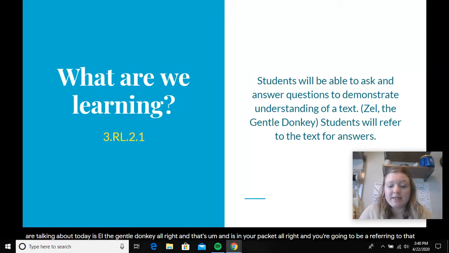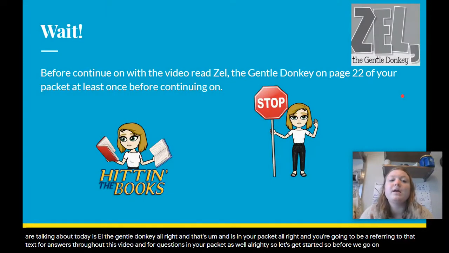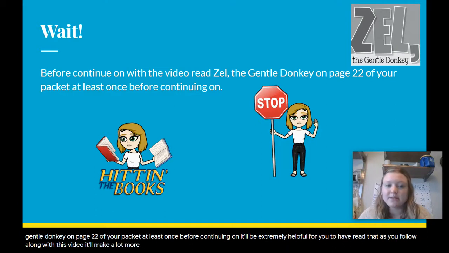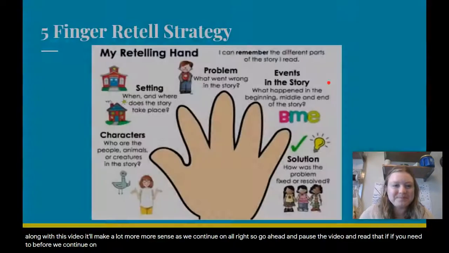So let's get started. Before we go on, read Zell the Gentle Donkey on page 22 of your packet at least once before continuing on. It'll be extremely helpful for you to have read that as you follow along with this video. It'll make a lot more sense as we continue on. So go ahead and pause the video and read that if you need to before we continue on.